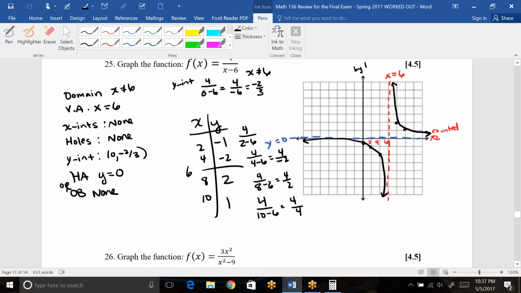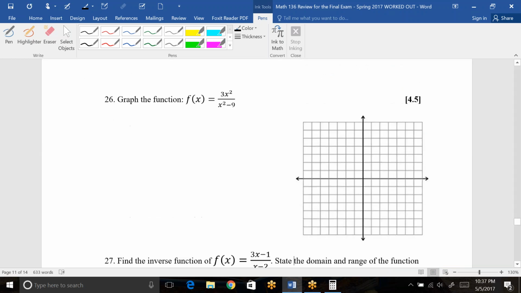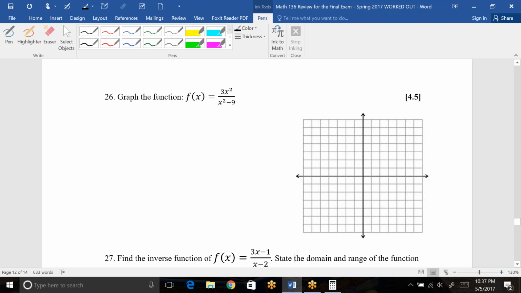Remember, if you wanted to test whether or not you cross the horizontal asymptote, you would have to set the horizontal asymptote equal to the function and solve. But we're not going to give you one on the test that needs to cross the horizontal asymptote, so I wouldn't stress about that part.